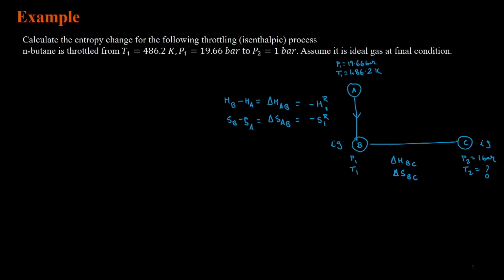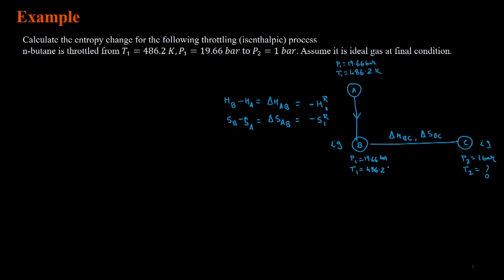However, if I have to calculate delta HBC, what I need are the initial and the final temperatures. And the initial temperature, we know it's 486.2 at B, but I do not know the final temperature. T2 is unknown. What I do know is that the final pressure is 1 bar, but then for an ideal gas, pressure doesn't affect the enthalpy. So I still have to figure a way out to calculate the final temperature.